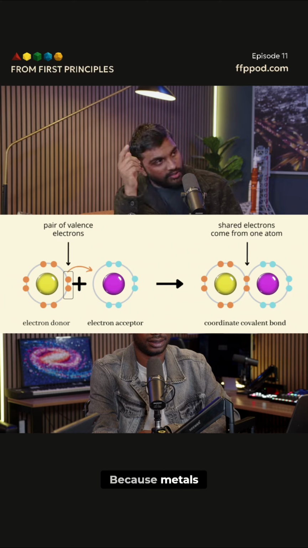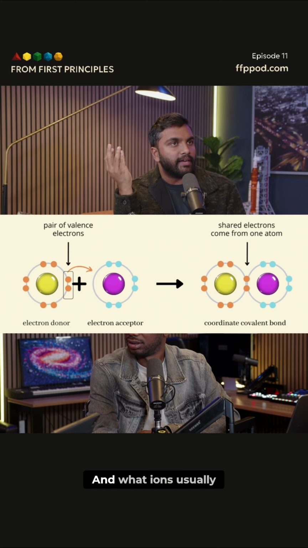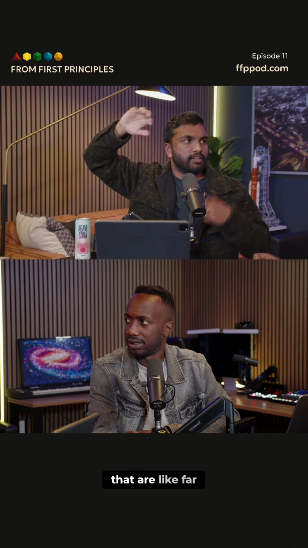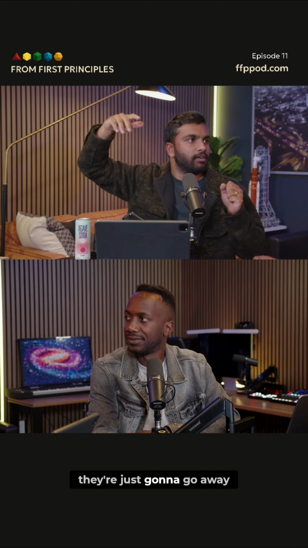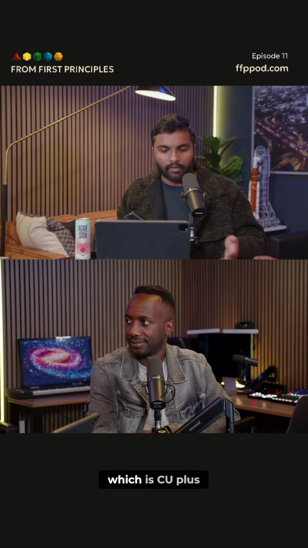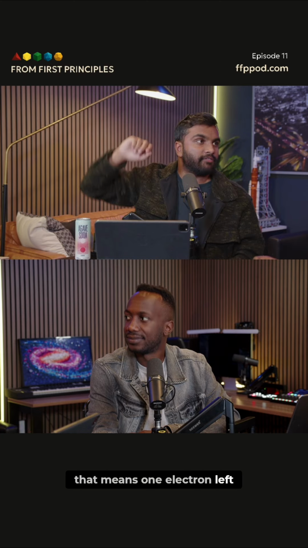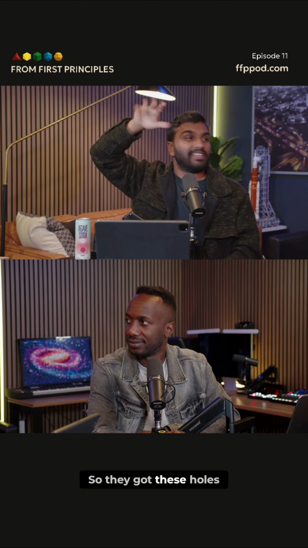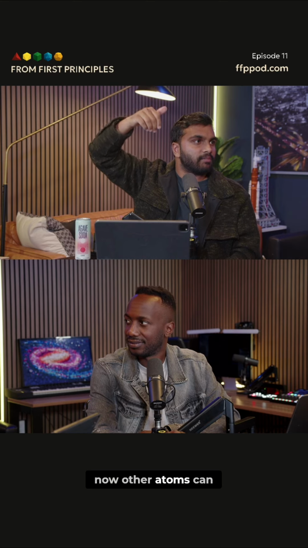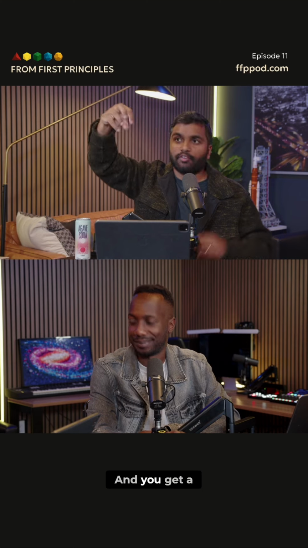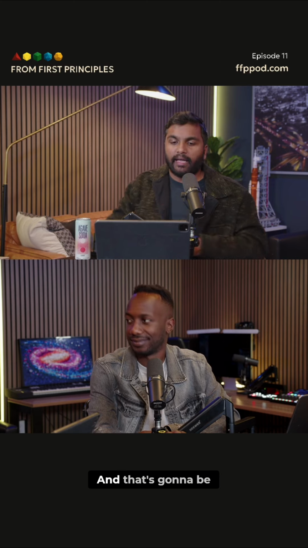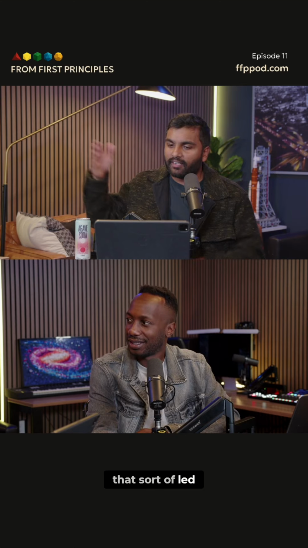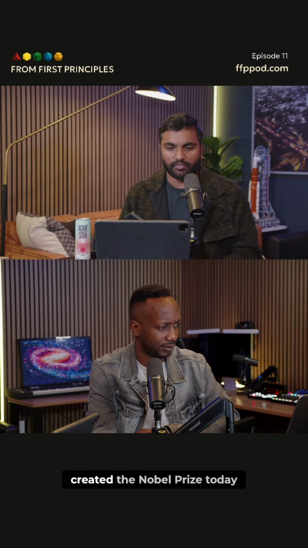Because metals make ions. Usually with metals, the outer electrons, which are in the D shells, far away from the nucleus, just go away. So you get a copper ion, Cu+, which means one electron lost, or the ones we were talking about, iron 2, iron 3, meaning 2 or 3 electrons lost. So they have these holes. But now other atoms can come in and fill that gap, and you get a coordinate covalent bond. And that's going to be the building block for the chemistry that we're about to talk about, that led to all of the developments and then created the Nobel Prize today.